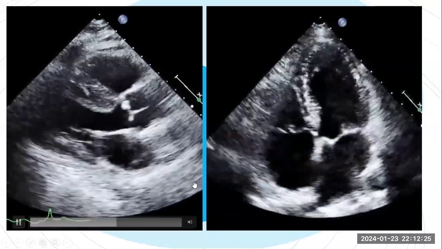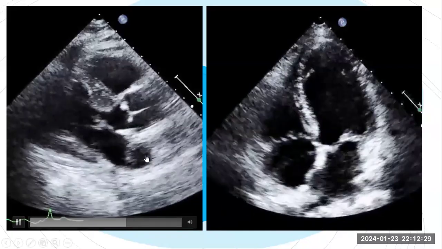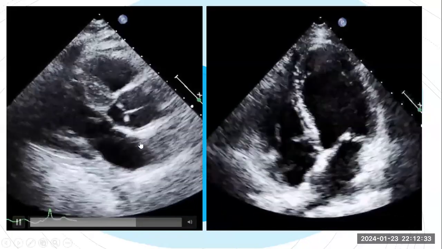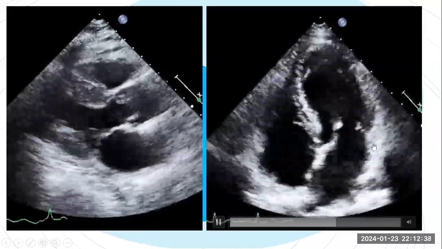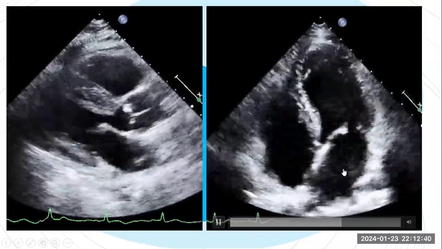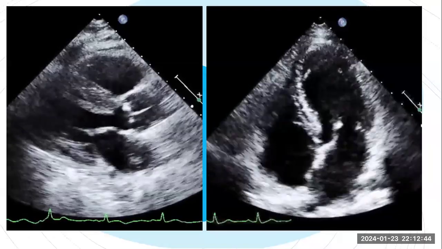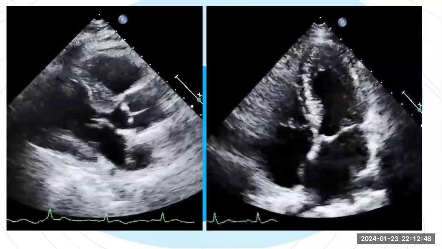So what you are seeing here that gives you suspicion that there is an LA mass is just part of the aneurysmal septum that's coming in and out. Simply by going here, you can see the LA is clear. There is nothing inside it. And that might make a trick even in the RV inflow.